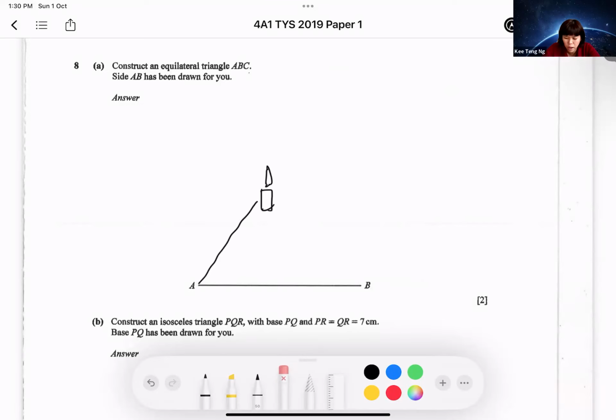Then you turn your compass until you have a mark somewhere here. Use back the same length, don't change it, and then you get somewhere here. Then you make sure that the lengths over here, all of them are the same length, and then this is all 60 degrees. All right, so something for you to double check. You can use your protractor to measure whether it's 60 degrees or not.